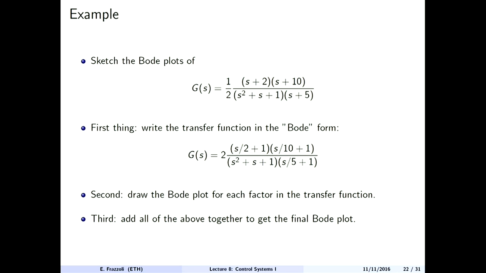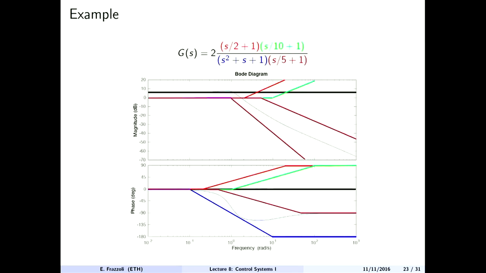Draw the Bode plots for each term, and then just add them all together. It's a little bit messy here, but let's follow it one by one with the colors. Here, this is a term in the form 1 plus tau s, where tau is 1/2.